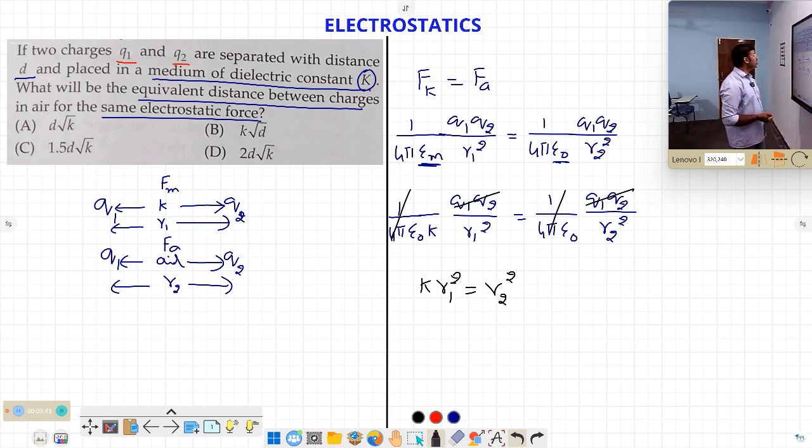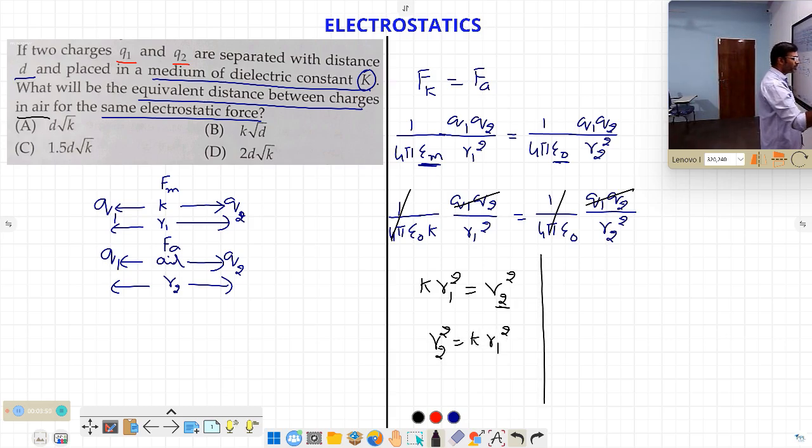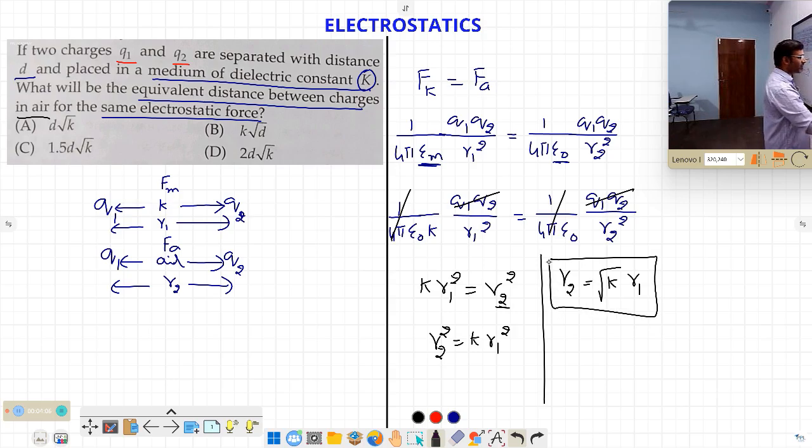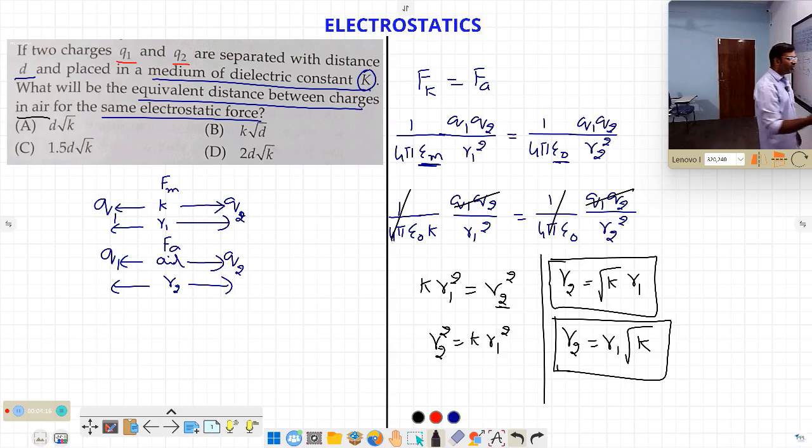What is the question asking? What is the equivalent distance between the two charges in air? That means the distance in air, R2. They are asking us to find the R2 value. So R2 square is equal to K into R1 square. Taking the square root, R2 is equal to root K into R1, because the square root of R1 square is R1. So R2 is equal to R1 times root K. This is the expression for R2.